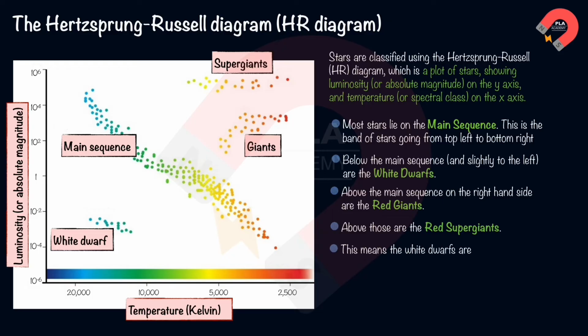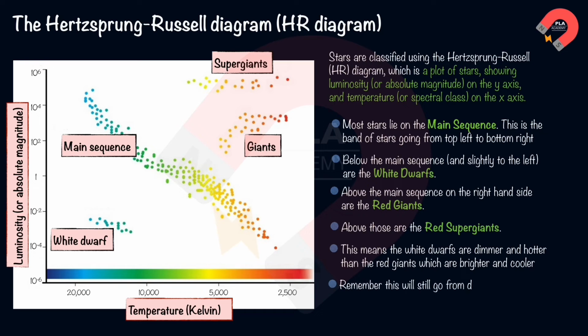This means the white dwarfs are dimmer and hotter than the red giants, which are brighter and cooler. Remember, this will still go from dimmest, highest number, at the bottom to brightest, lowest number at the top.